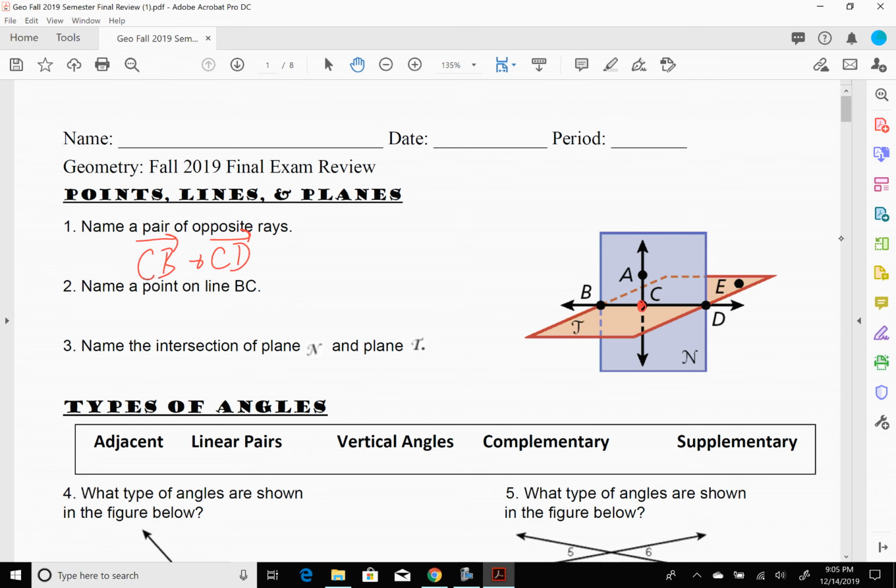Okay, name a point that is on line BC. You can name any point that's on that line. So you could say B, C, or even point D.